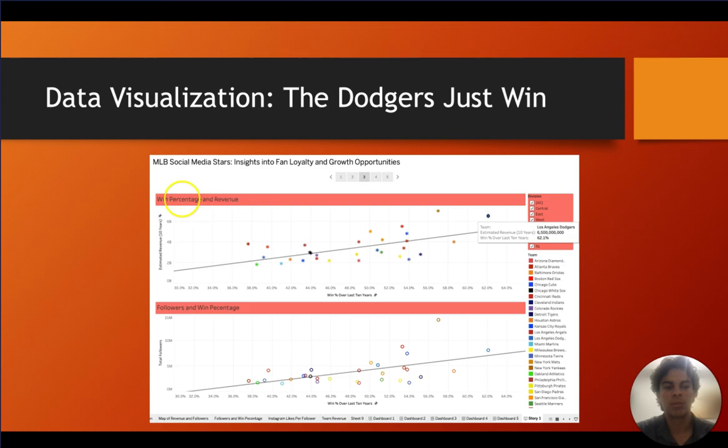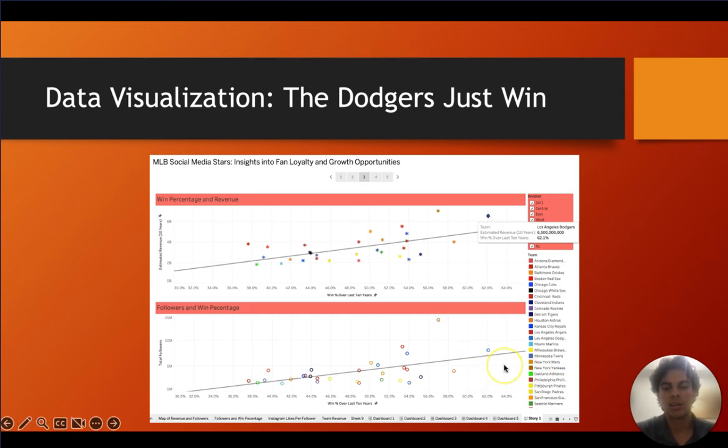The top one being the win percentage, or how the win percentage relates to the revenue. So we're going over the win percentage for each organization for the past 10 years. The LA Dodgers stand out up here on the top right, highest win percentage by a long shot over the past 10 years. And their revenue is right up there with the Yankees, second best.